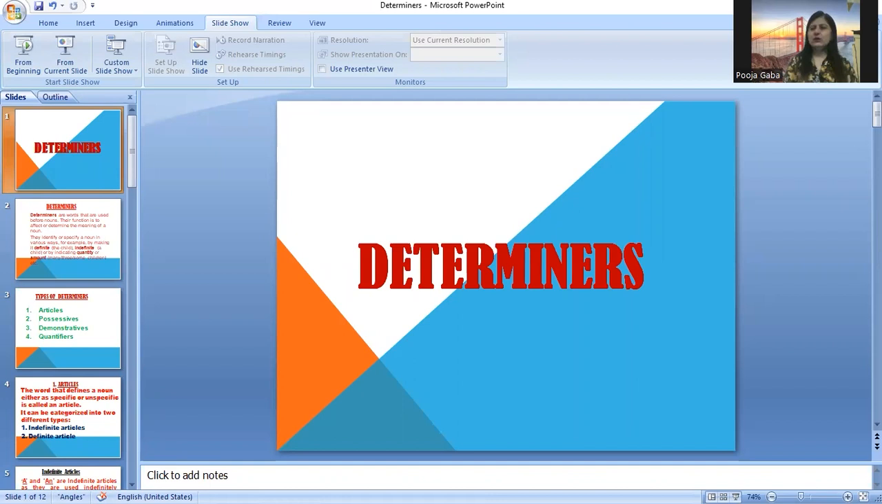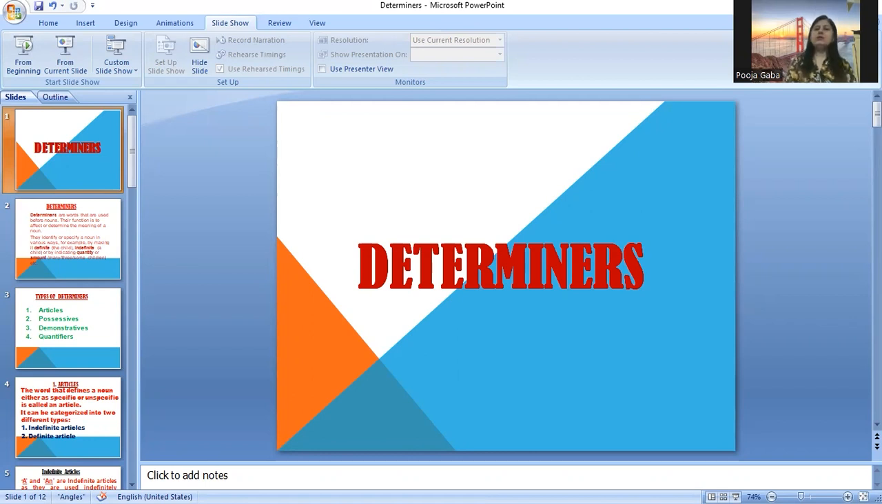Hello everyone. Today we are here to understand the next topic, that is determiners. So let us understand what they are. Determiners are words that are used before nouns. Now you all are aware of nouns. There are certain words which are used before nouns. Their function is to affect or determine the meaning of a noun.